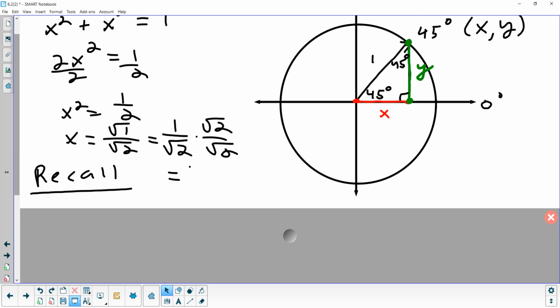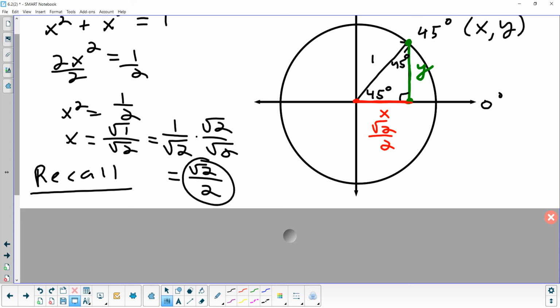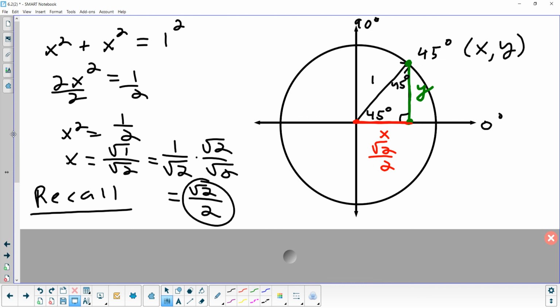Square root of 2 over 2. So, Tim, what's the length of the bottom side of this triangle? Square root 2 over 2. And how about the height of that triangle? Same thing, square root 2 over 2. Same thing, because it's isosceles.